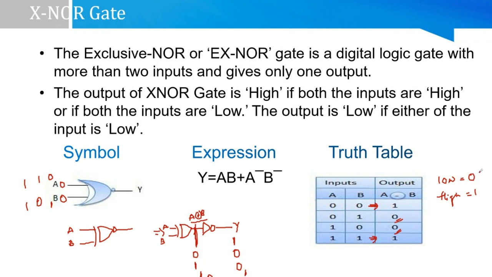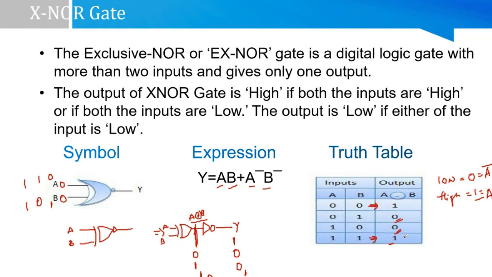So the low indicates the bar, like A bar. High will be indicated as A. So here you can see that the output is at a high. It is 0, A bar, B bar. So it will be A bar, B bar. Then A is 1, B is 1, so the output will be 1, nothing but A into B.